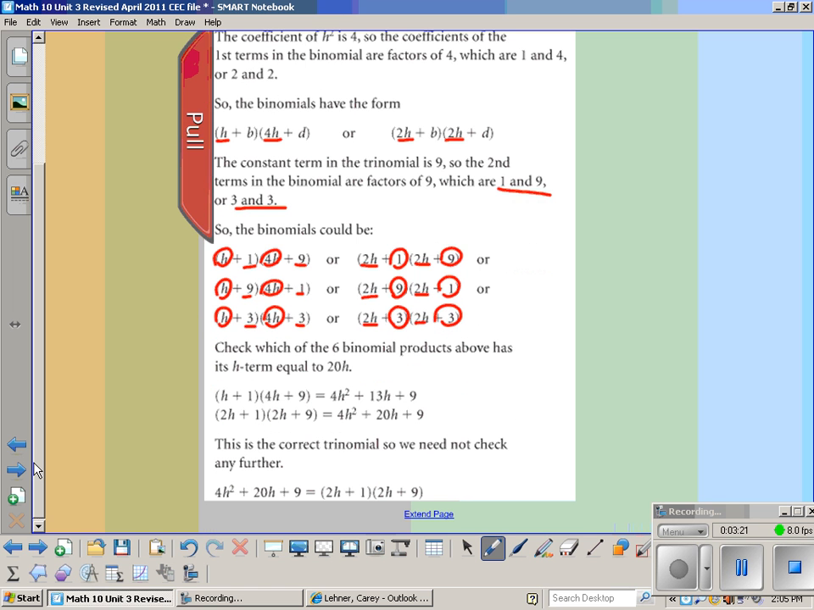What we have to do is we have to check which has the h term equal to 20h. And remember, to do that, it's the sum of this product and this product. So we've got 9 and 4 is 13. That's not 20. This product and this product. So we'd have 18 and 2 is 20. And since we have found it, we don't need to check any further. So you have your factors right there. That is logical reasoning.